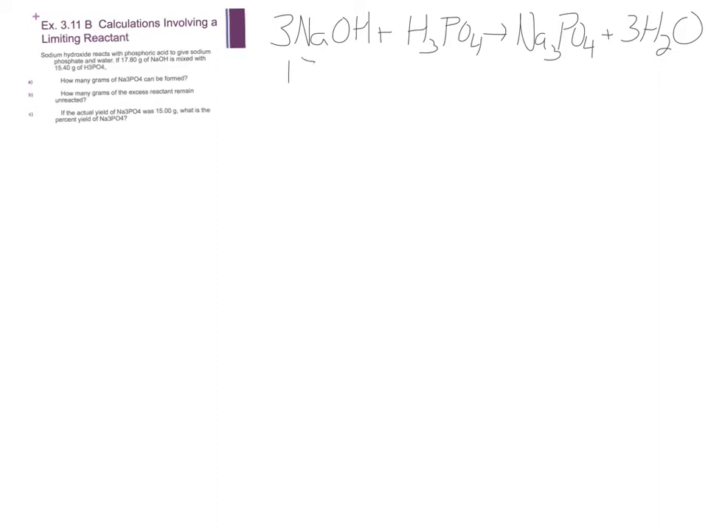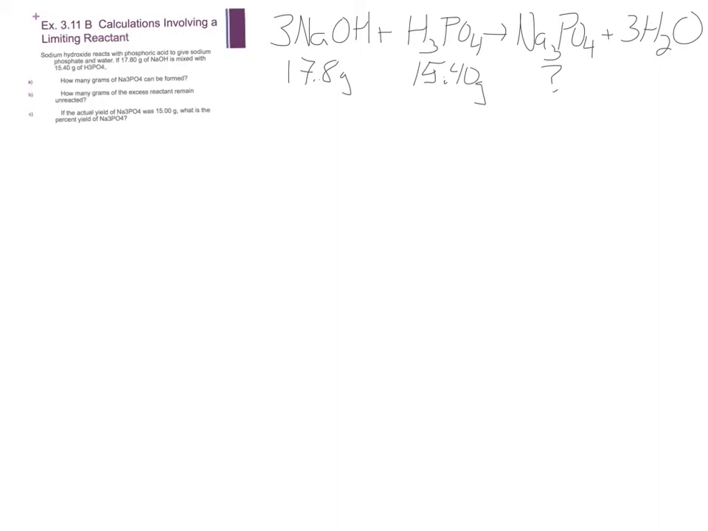So let's first get our balanced equation. 3 sodium hydroxides plus H3PO4 is going to make sodium phosphate, Na3PO4, and 3 H2Os. All right. What we need to do here, we kind of take a little inventory. We have 17.8 grams, 80 grams with sig figs, and then 15.40 grams of phosphoric acid. And we need to know how many grams of sodium phosphate can we make.